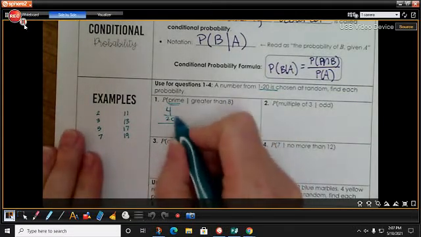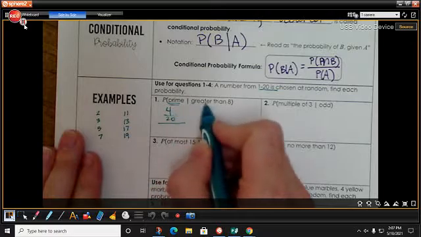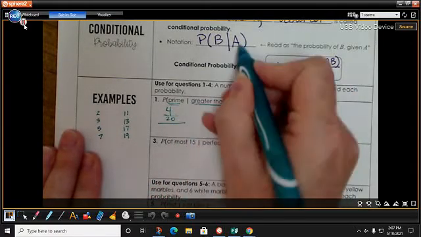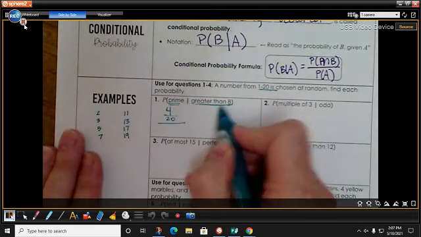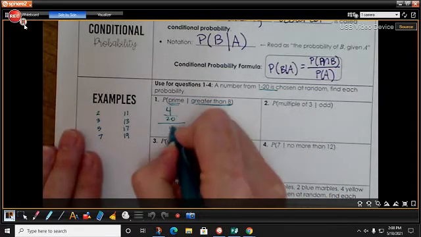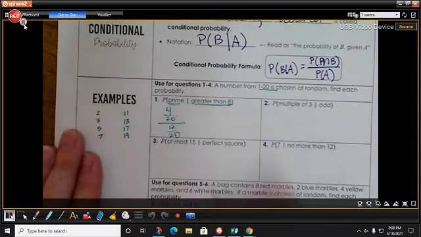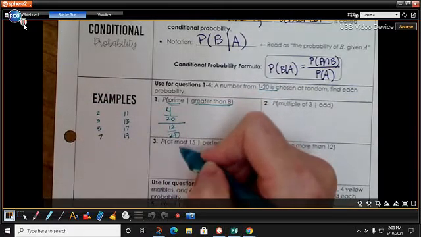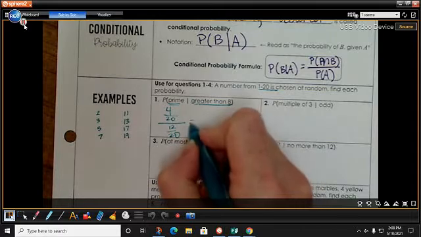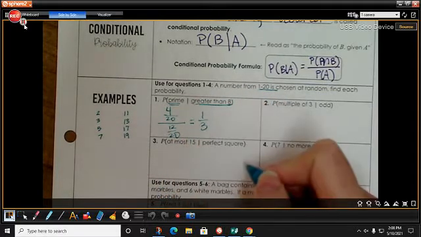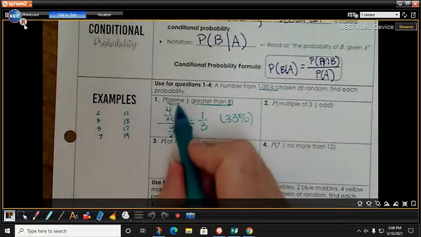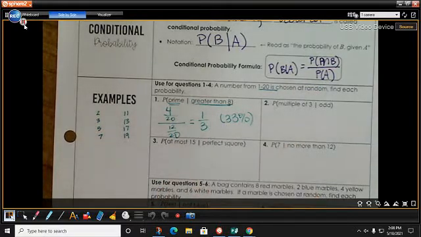Okay, sorry about that. We had 4 primes that were greater than 8 out of 20, and then we need the probability of A. Now notice A is the second thing, so I need to know how many things are bigger than 8. Well, that's 12 things out of the 20. So I've got a 4 out of 20 chance out of my 12 out of 20 chance. When I do the math on that, I end up with 1 out of 3, which comes out to be a 33% chance of getting a prime given that I'm looking for numbers bigger than 8.